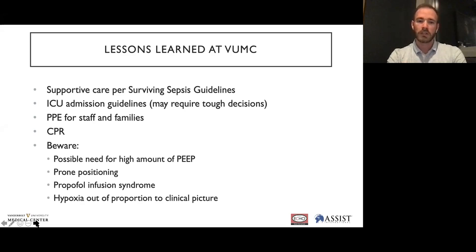Sedation, as Dr. Brennan mentioned, is best kept to a minimum, but if propofol is used, just recognize that there is the possibility to develop propofol infusion syndrome, and these patients are likely going to present with a severe hypoxia out of proportion to their clinical picture. Next slide, please.